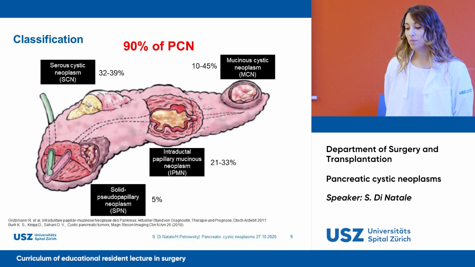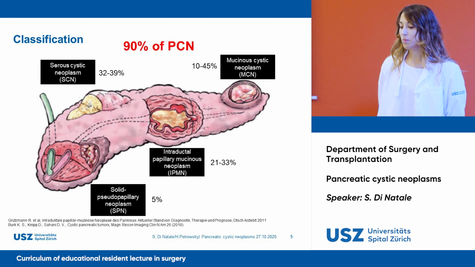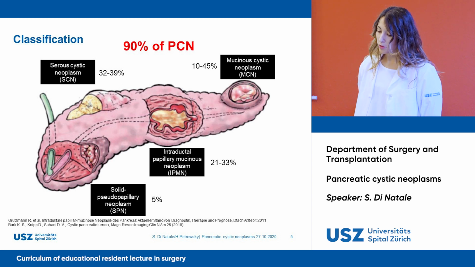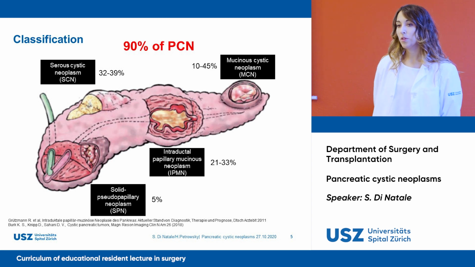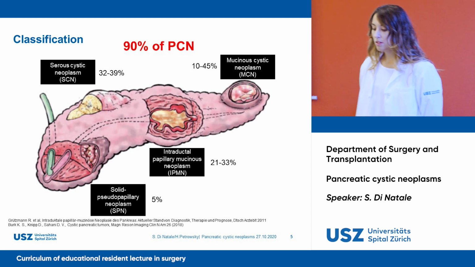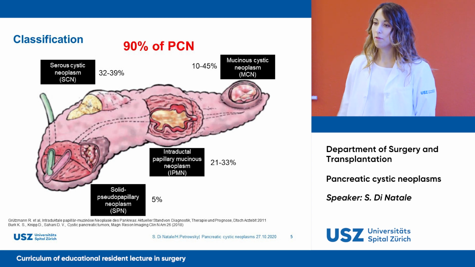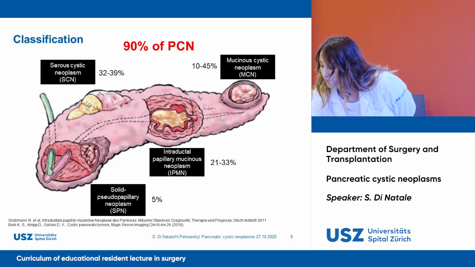Serous cystic neoplasms account for about 30 to 40%, mucinous cystic neoplasms for about 10 to 45%, solid pseudopapillary neoplasms for about 5%, and intraductal papillary mucinous neoplasms for about 20 to 30% of the pancreatic cystic neoplasms.